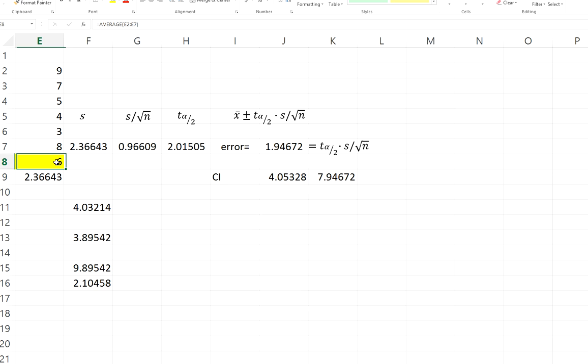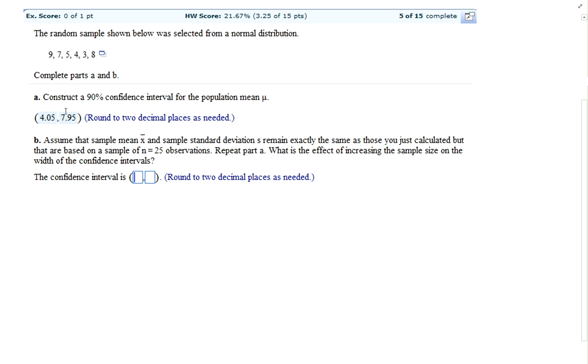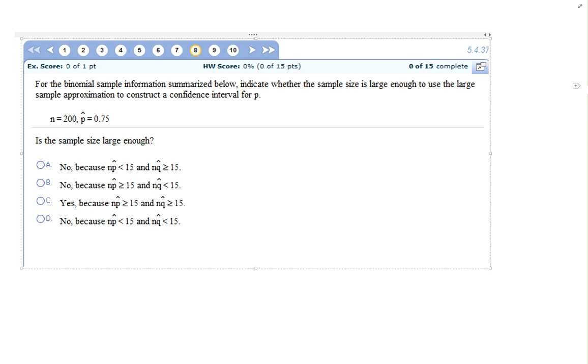What is the x bar? 6 is the x bar. So 6 plus this is the upper limit. 6 minus this is the lower limit. So 7.95 and 4.05 are the limits. 7.95, 4.05, okay? So the next question, number 8.